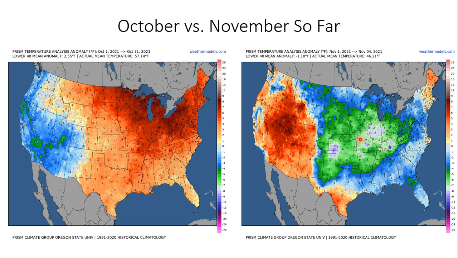And now let's take a look at what we have seen in November, the first 4 days so far. I mean, look at this, green and blues everywhere, Midwest to the East Coast. So what a big switch here. Very mild in October and now pretty chilly here in the first few days of November.